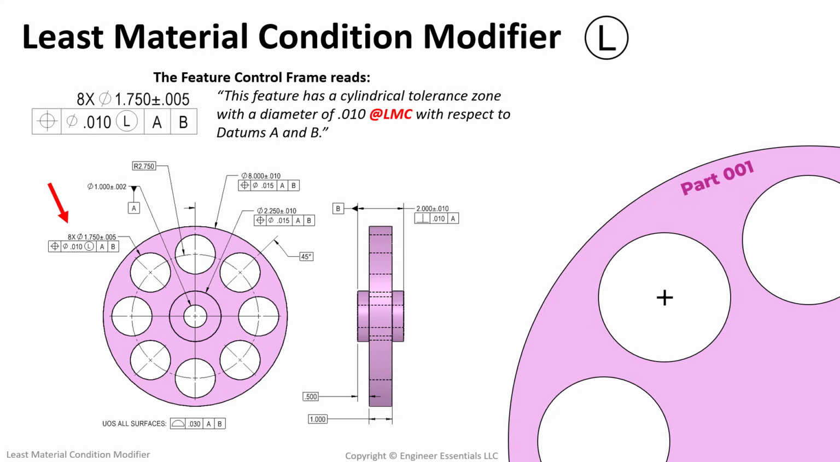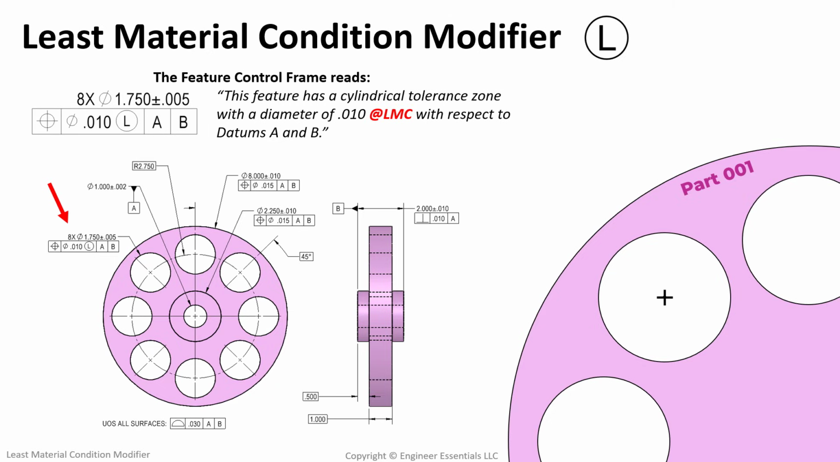We always say you can read feature control frames like a sentence. So this one says, this feature control frame has a cylindrical tolerance zone with a diameter of 10 thousandths at LMC with respect to datums A and B. And that's the big important part here, that at LMC. If we didn't have the LMC modifier, it just says you get a diameter tolerance of 10 thousandths with respect to datums A and B, with no reference to MMC or LMC or any bonus being applied. So we do have the LMC modifier here, so we get to slip that into the sentence, and we say, when we measure at LMC, we get 10 thousandths.